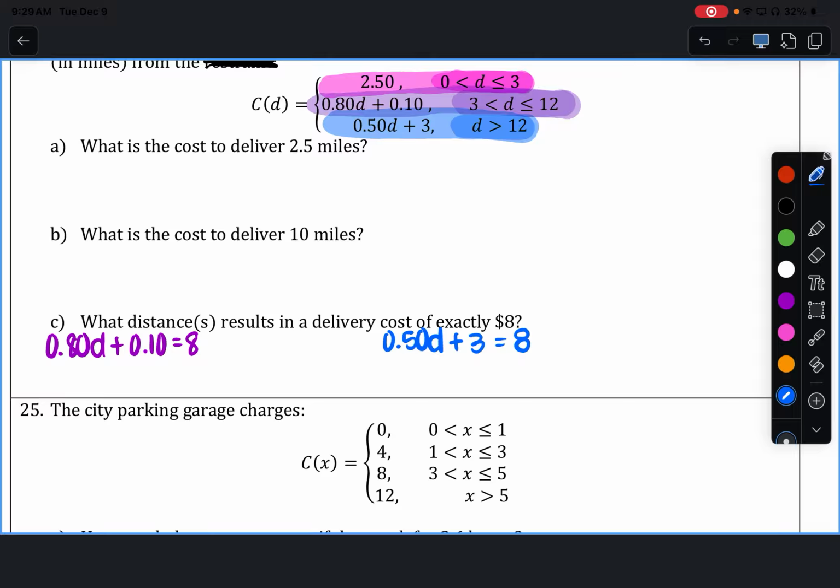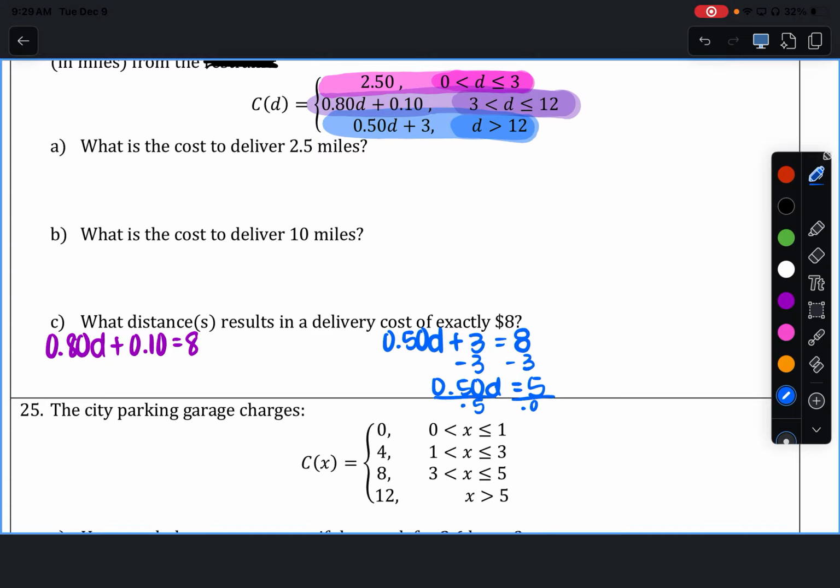Okay, let's start with the second one. So for 0.5 D plus 3 equals 8, what do I need to do to solve this? Subtract 3. So we get 0.50 D equals 5. What do I do from there?